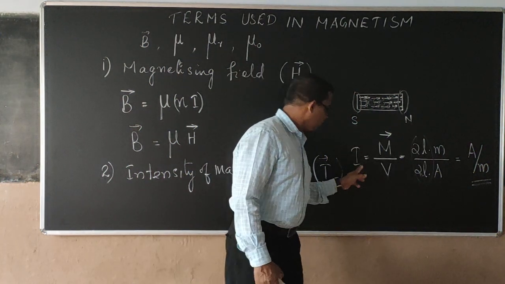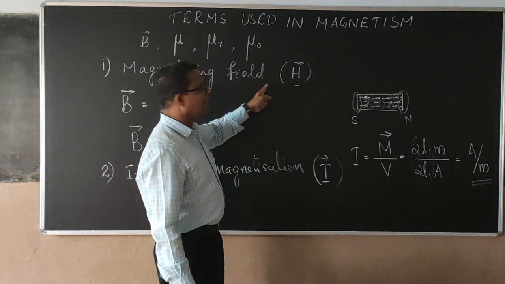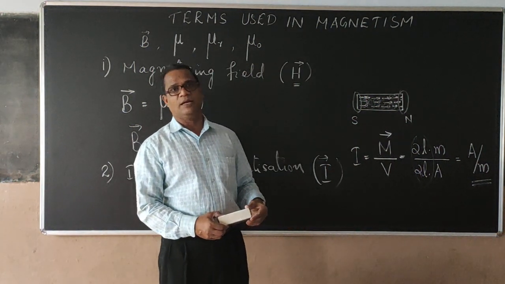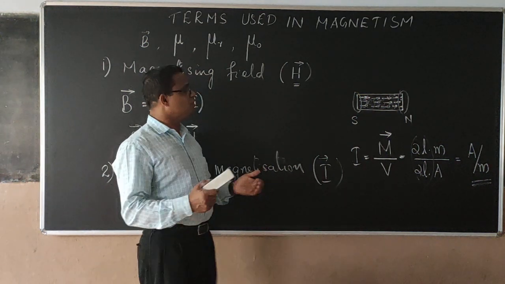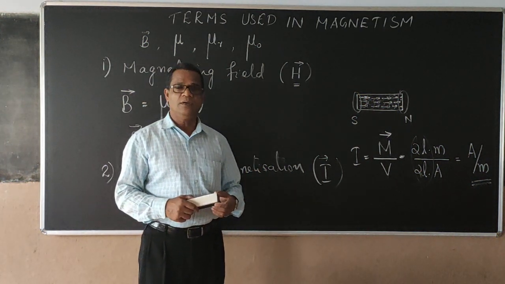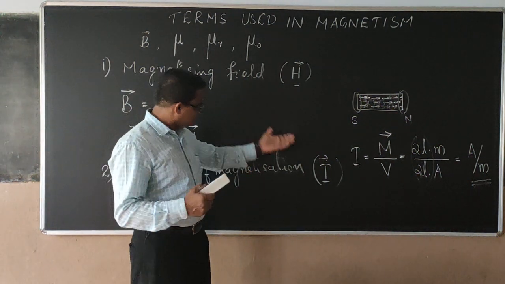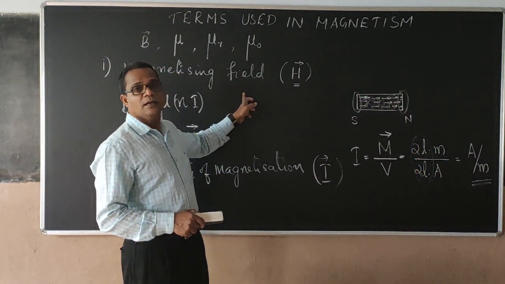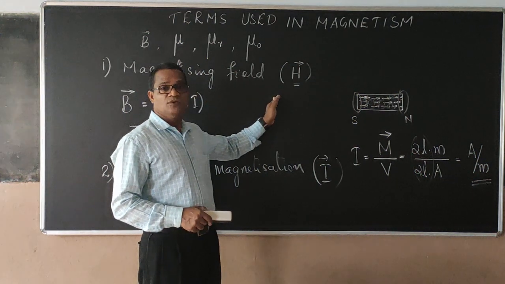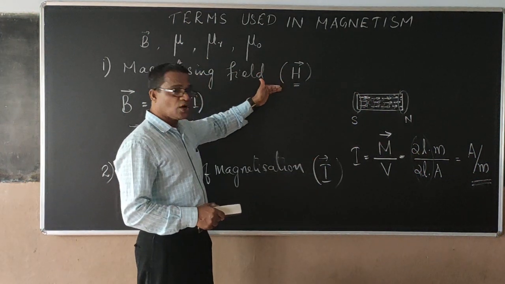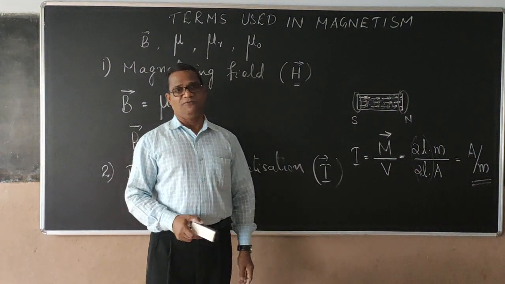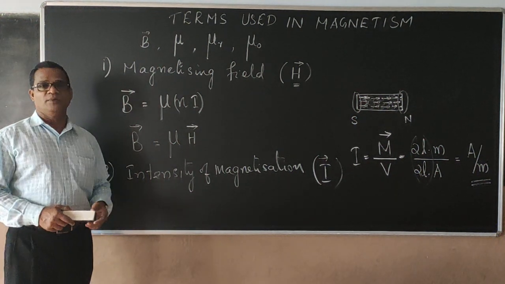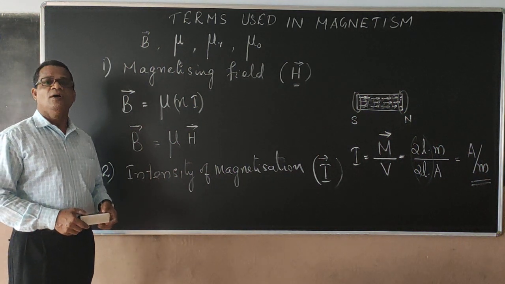So effectively the magnetization and the magnetizing field are having the same unit and dimensional form. Now what actually is the difference between the two? It's very simple. Magnetization is the effect which is produced by the magnetizing field, which is acting as the cause. So H is the cause and I is the effect. So these two are the additional terms you are supposed to remember for the classification of magnetic materials.